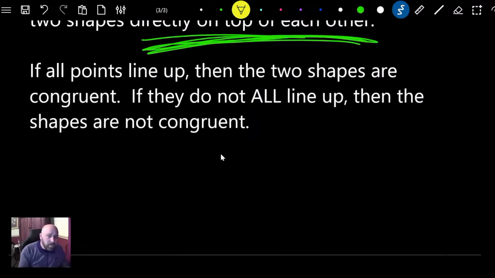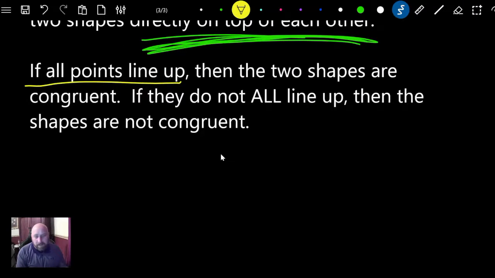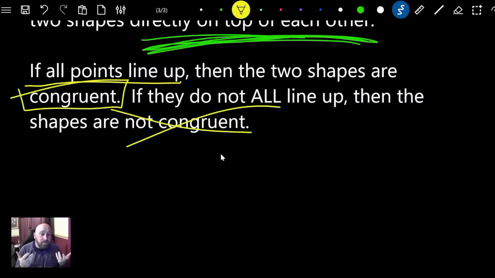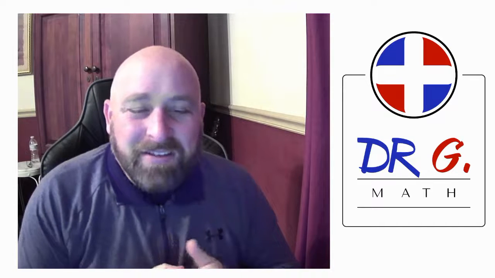Notice what it says down here. If all the points line up, every single point. What if you have a shape and one point is weird or one point's different? Well, then it doesn't count. If all of the shapes line up, then the two shapes are congruent. If they do not all line up, then the shapes are not congruent. Okay? So that's one way that you can prove congruency, is to line the shapes up on top of each other. If they do line up on top of each other, then you have congruent shapes. If they don't line up on top of each other, then not congruent. Okay? So hopefully you learned something there.